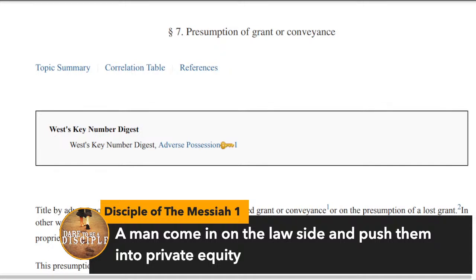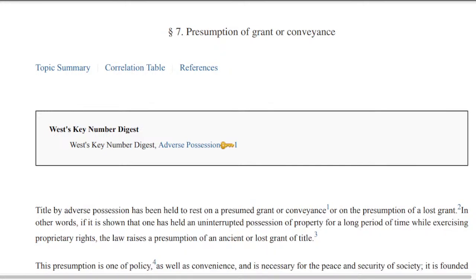Private, well, yeah, now we're getting lost in the weeds there with the private equity. But yeah, and a man come in on the law side and push them into private equity. Yes, and the thing is that when there's a function of keeping the legal side of the title registered and recorded, it ends up being abused in a way that the equity is marginalized, so that you'll find that the courts don't recognize these equitable elements so easily unless you really point it out.